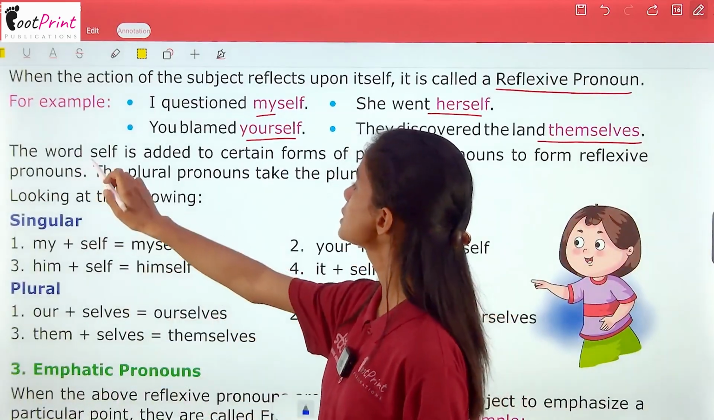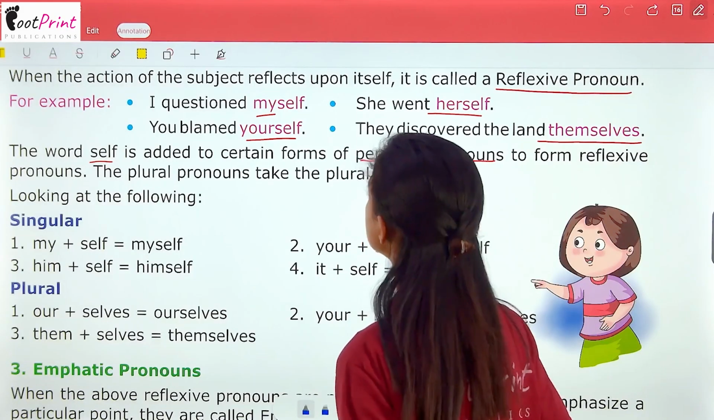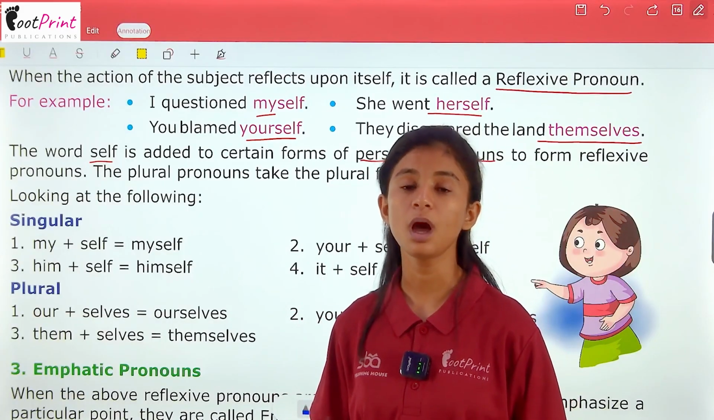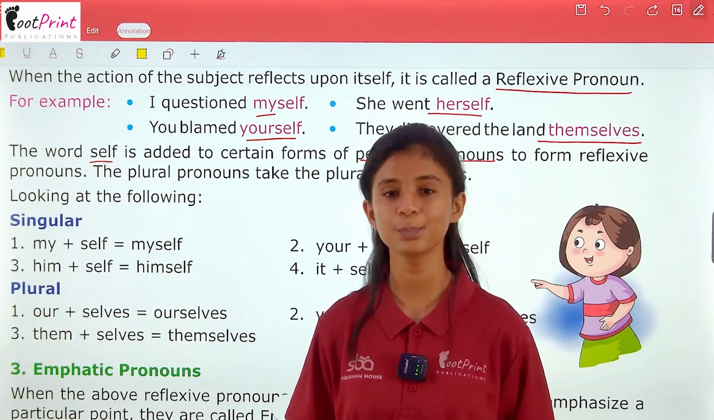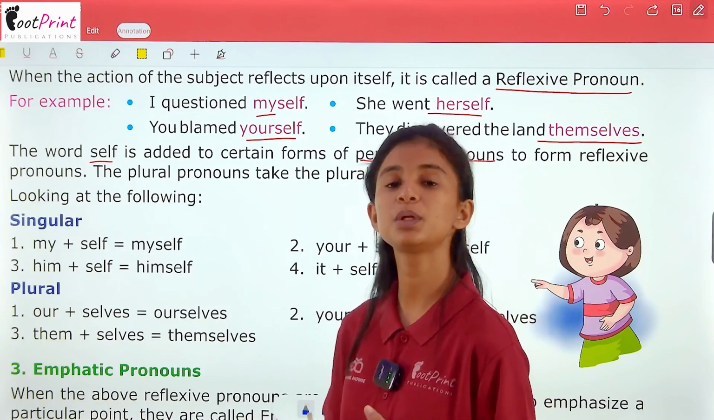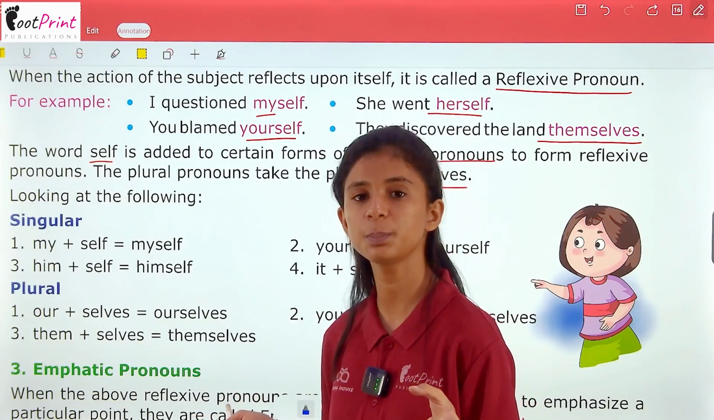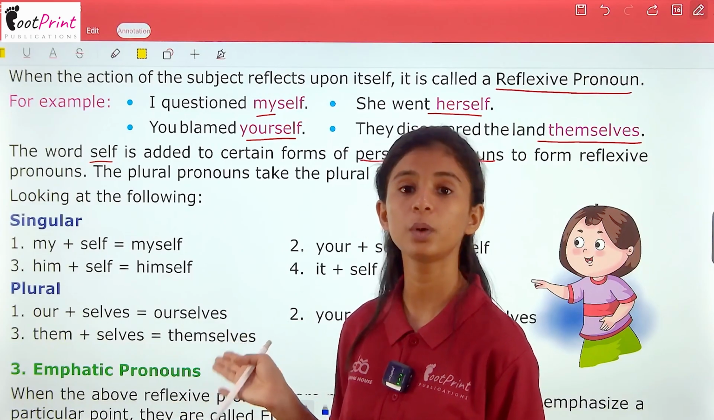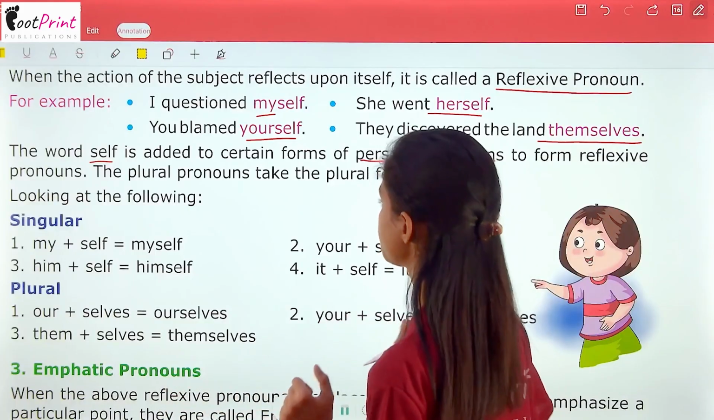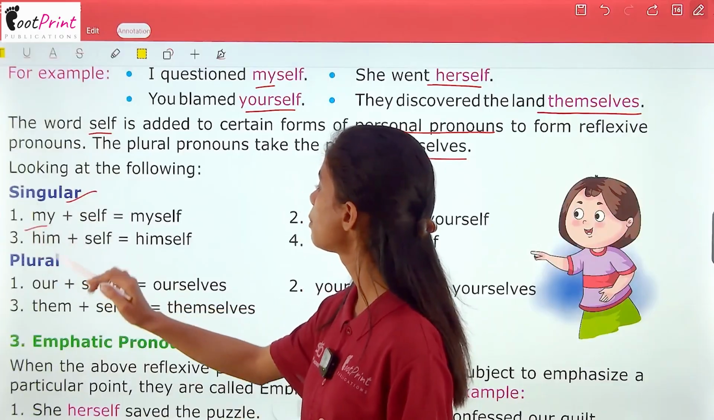Right? The word self is added to certain forms of personal pronouns to form reflexive pronouns. So reflexive pronouns को बनाने के लिए we are adding the word self in some pronouns. The plural pronouns take the plural form selves. अब जो भी plural pronouns होगी उसमें हम self की जगह selves add करेंगे. Alright, that is very simple for you to understand because it is following the rule of a normal singular or plural case. Right?